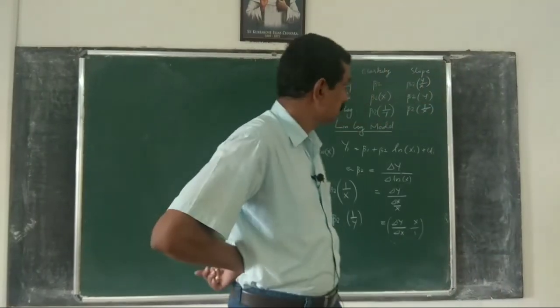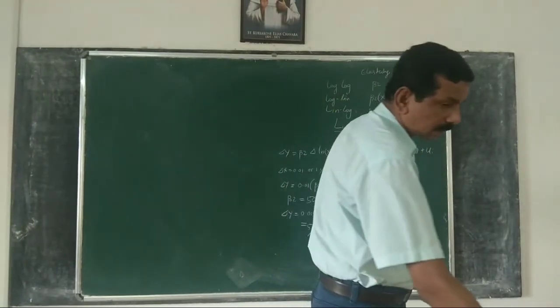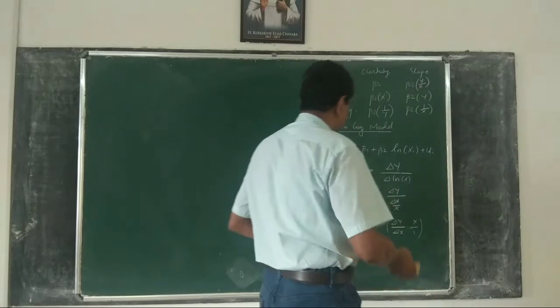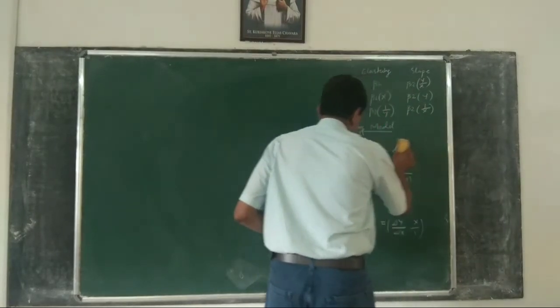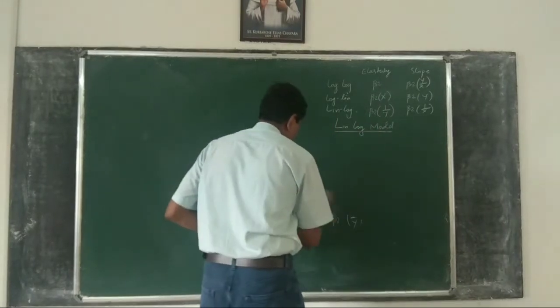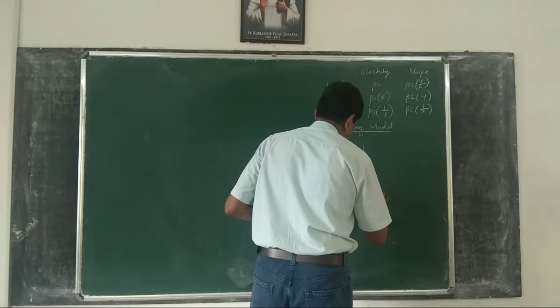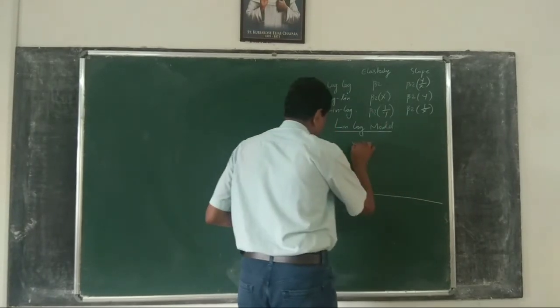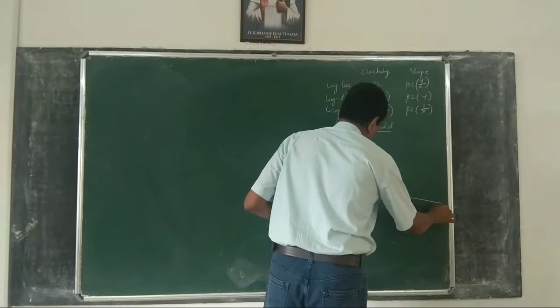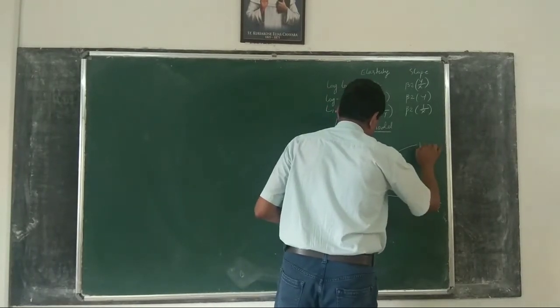Now, as you can see in this model, the slope is beta 2 into 1 by x. So naturally, as x increases, the slope decreases. So we have a pattern like this. This is y, this is x. If beta 2 is positive, you have a pattern like this.